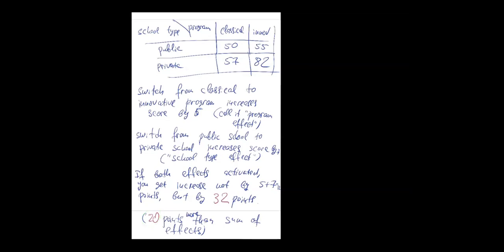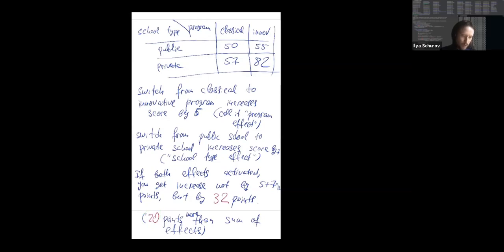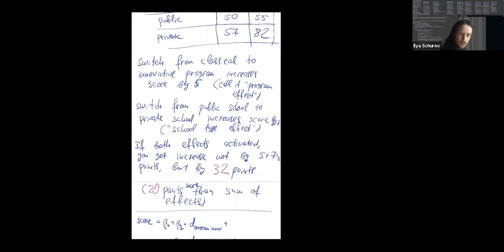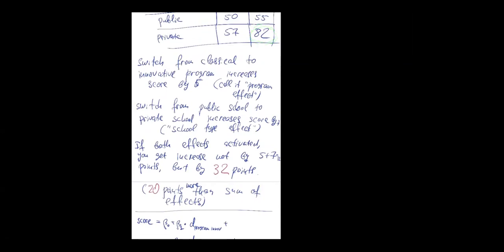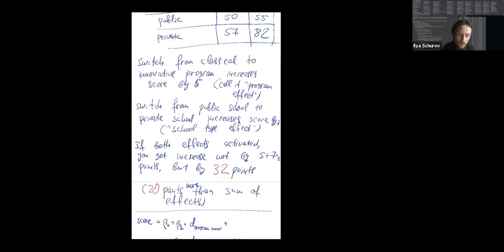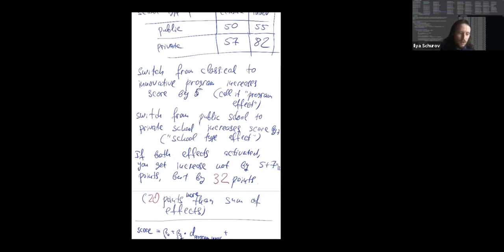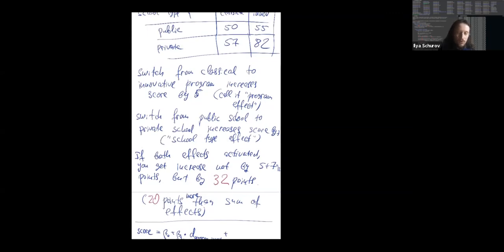But why 20 extra points? Well, because 20 plus 12 is 32. So the actual increase is 32, right? And this increase of 32 can be decomposed into just the sum of two effects, which is 12, and 20 points extra, which is our interaction. Thank you for your question, because there was an error here that made it more difficult to understand, but now I hope that everything is fixed, and so just ask more questions if something is not clear.